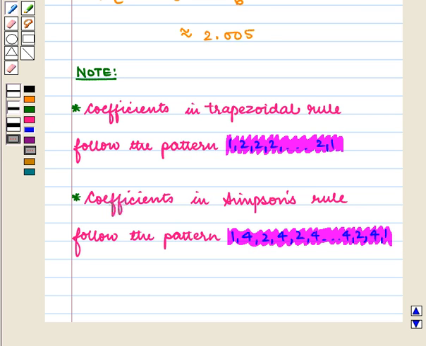So in this session we have discussed methods of approximating definite integrals using numerical integration. This completes our session.